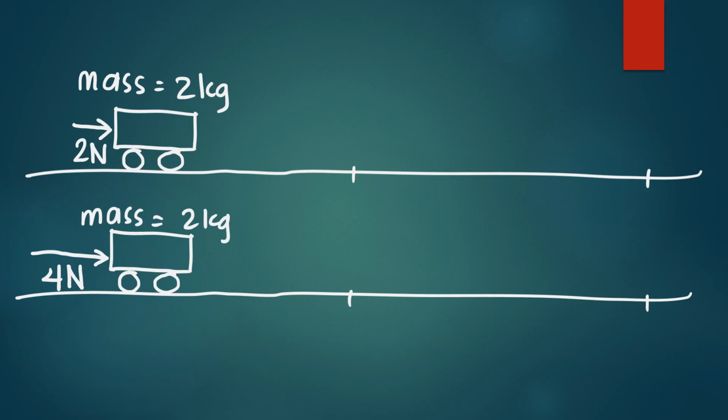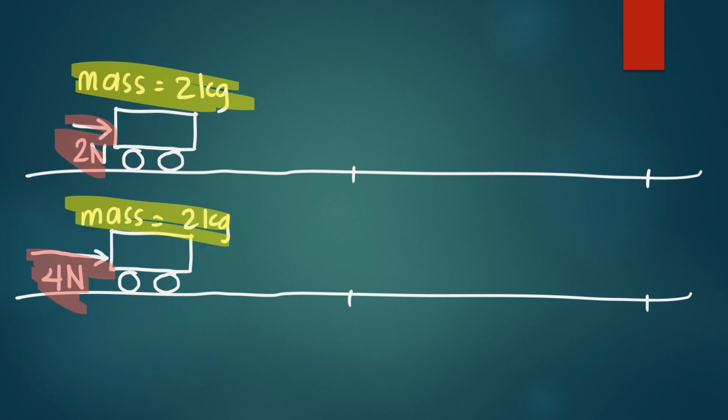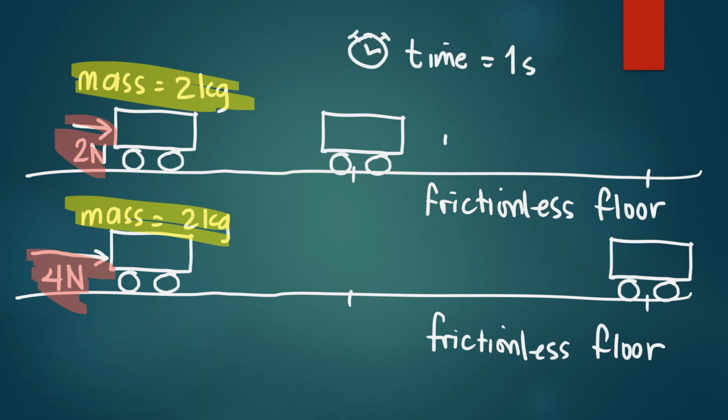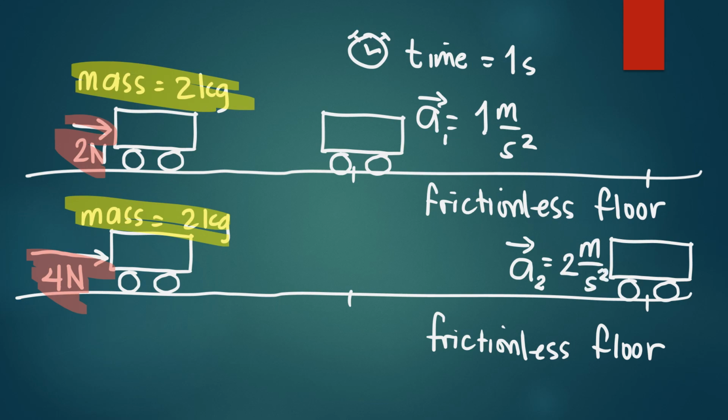Because both forces are directed to the right, both carts will accelerate in the direction of the force. The acceleration of cart 1 is 1 meter per second squared, while the acceleration of cart 2 is 2 meters per second squared. Acceleration of cart 2 is 2 times greater than cart 1.